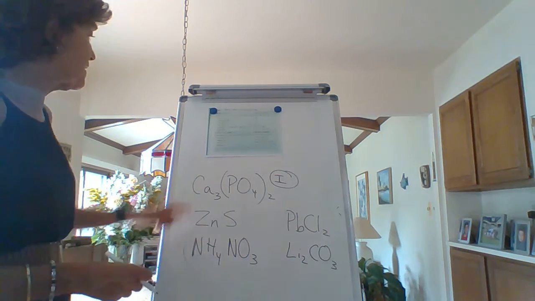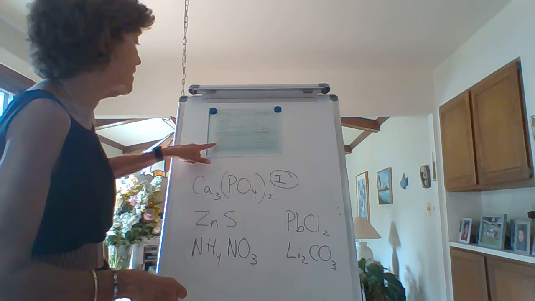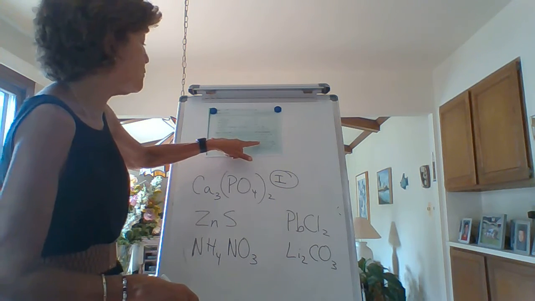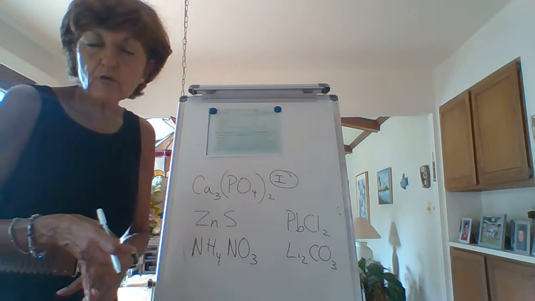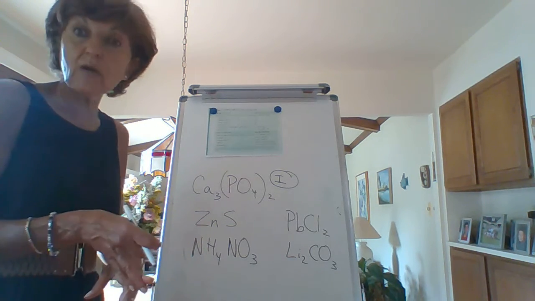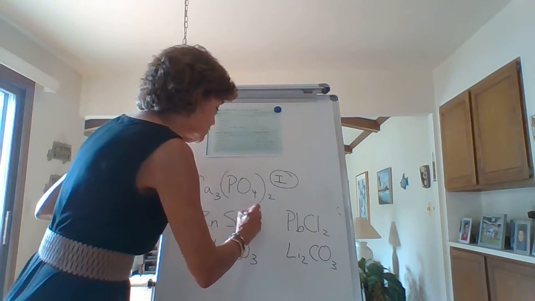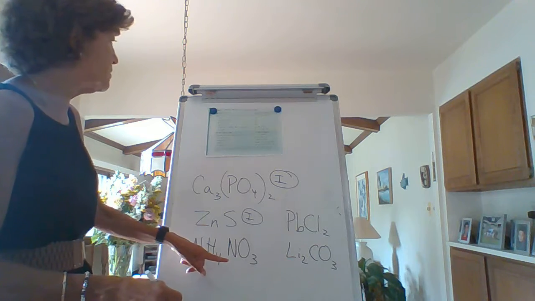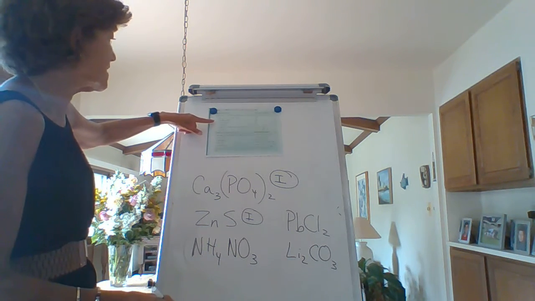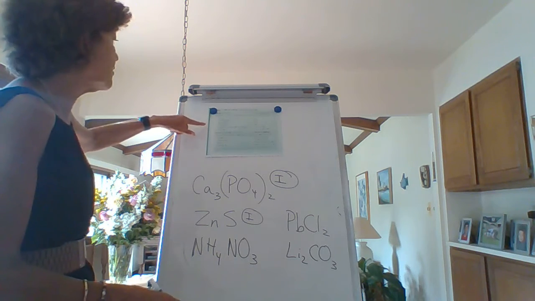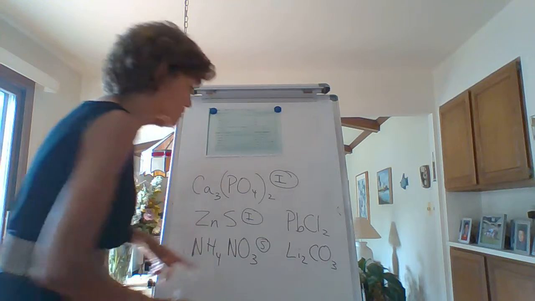Okay, zinc sulfide. Let's see what the rule is with the sulfides. They're all insoluble unless they're hooked up to group 1A, group 2A, or ammonium. Is zinc a group 1A? No. Is it a group 2A? No. Is it an ammonium? No. So this is insoluble. No exceptions. Ammonium nitrate. Well, both of these are in the upper area here that says ammoniums are all soluble. Nitrates are all soluble, so absolutely this is soluble.